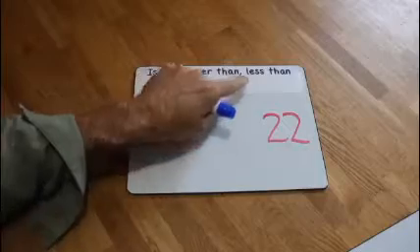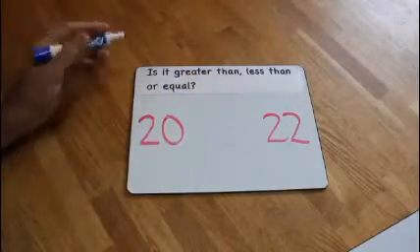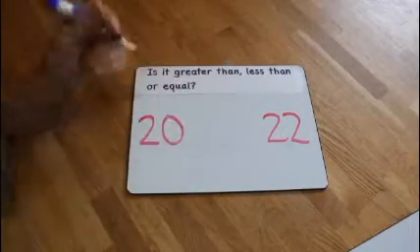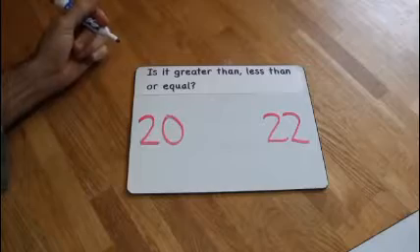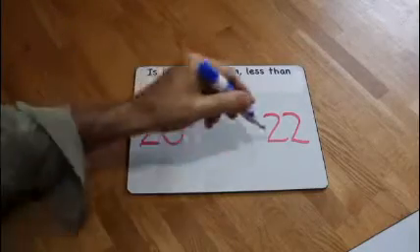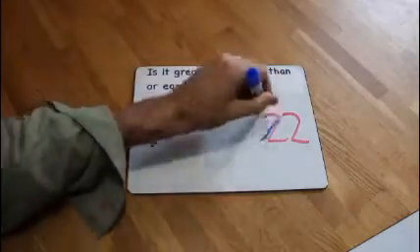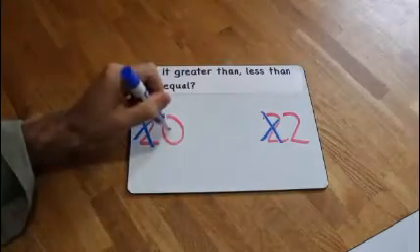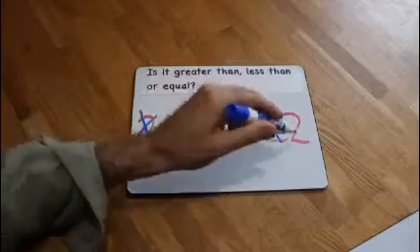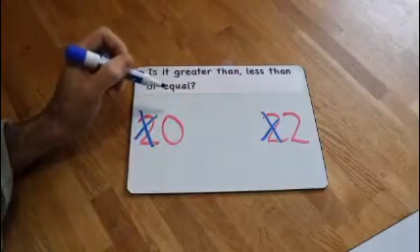Is it greater than, less than, or equal? First question, are they equal? Are they the same? No, they're not. But look at the tens. They both have 2 tens. We can get rid of those. Now it just leaves the 0 in the ones and the 2 in the ones.